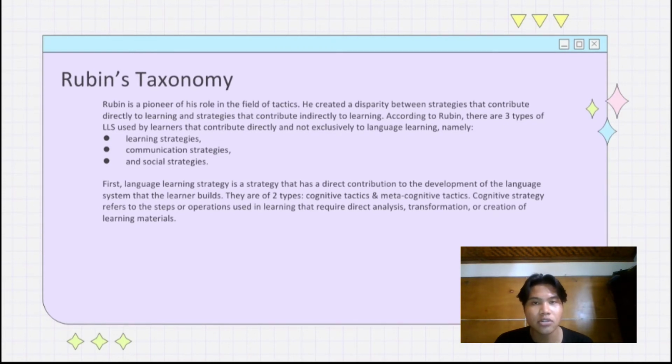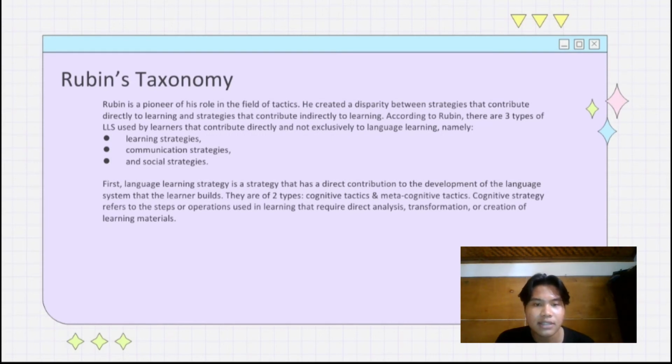What is Rubin's taxonomy? Rubin is a pioneer in the field of tactics. He created a distinction between strategies that contribute directly to learning and strategies that contribute indirectly to learning. According to Rubin, there are 3 types of LLS used by learners that contribute directly and not exclusively to language learning, namely learning strategies, communication strategies, and social strategies.